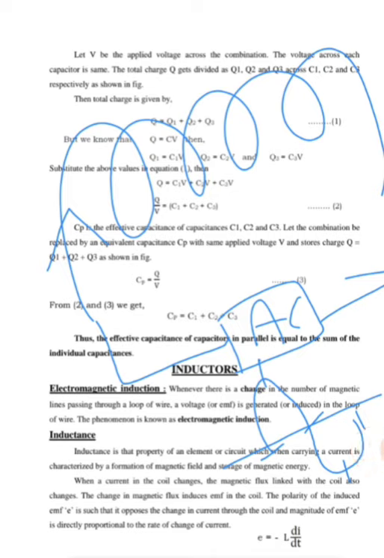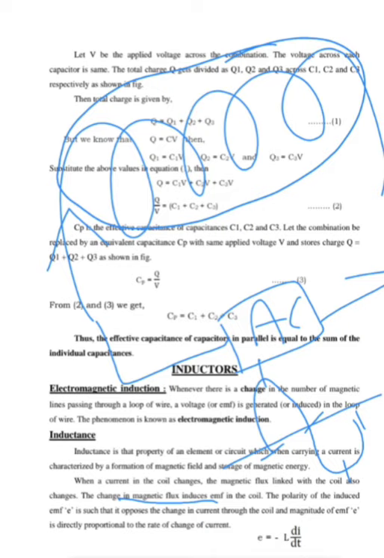So whenever the current in the coil changes, magnetic flux linked with the coil also changes. We have already seen that whenever the current flows in a coil, the magnetic field is created. So the magnetic field is created because there is flow of current.